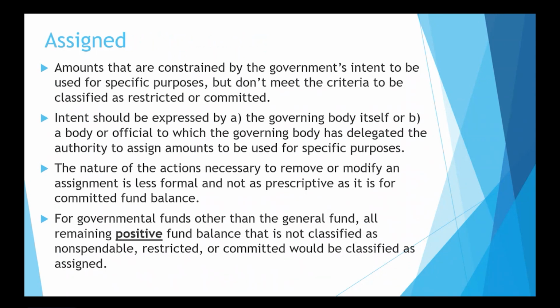So for assigned, these are GASB's definitions, but these are amounts that are constrained by the government's intent to be used for specific purposes that don't meet the criteria to be classified as restricted or committed. Intent should be expressed by the governing body itself or a body or official to which the governing body has delegated the authority to assign amounts to be used for specific purposes. Now, for us specifically, we're only going to use pretty much the legislator and/or maybe the governor for assigned, even though you can go to a body or official designated outside of that.